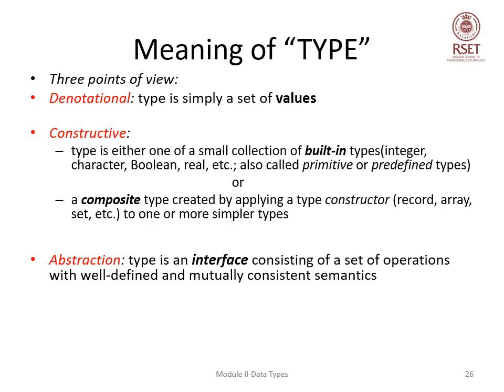We can interpret the meaning of type in three ways. There are 3 points of view. The first one is denotational, that is, type is simply a set of values. We are not concerned about the different ways in which it can be represented. In the constructive point of view, type is either one of the smaller collection of built-in types, integer, character, boolean, real, etc., or it is a composite type. And in the abstraction point of view, type is an interface consisting of a set of operations with well-defined and mutually consistent semantics. The last one, the abstraction view, is much desired.